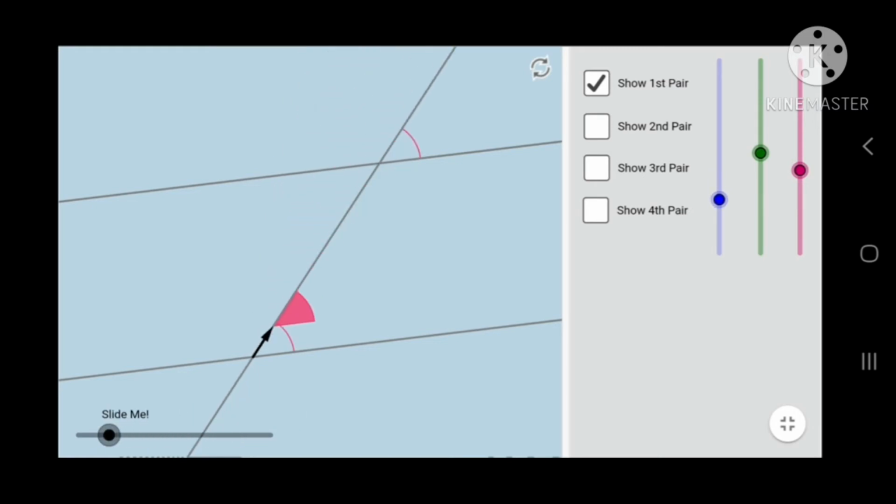See here. So corresponding angles are always equal whenever a transversal intersects two parallel lines. That is the most important thing to remember. The lines should be parallel. Then corresponding angles will be equal.